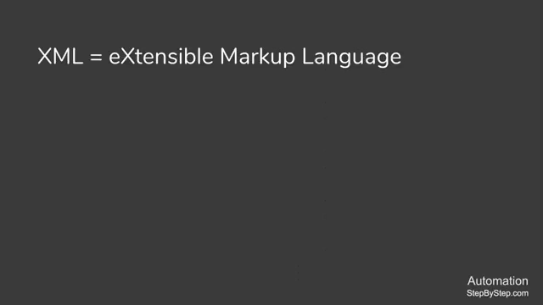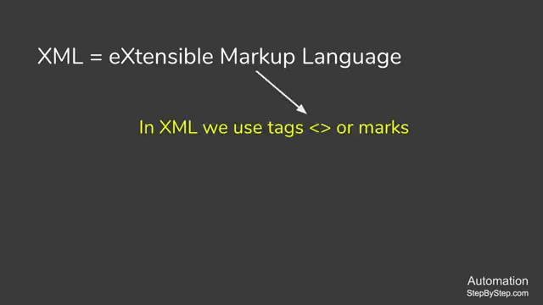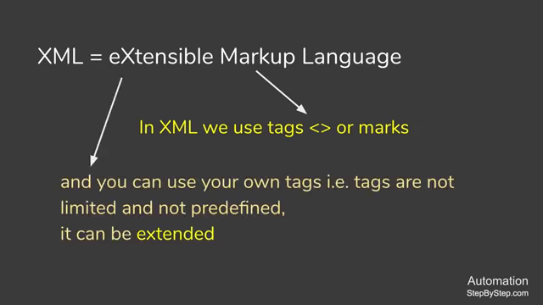So XML stands for extensible markup language, and here it is called markup because we use marks or we use tags as we have seen in our example, and then the tags are not limited and are not predefined like in HTML. You can use any tags and these can be extended like we have used friends list, friend, name, etc. So tags are extensible and therefore we call it extensible markup language.